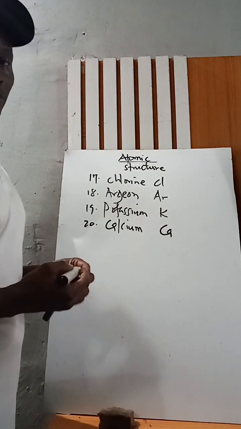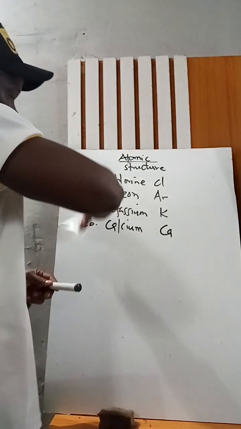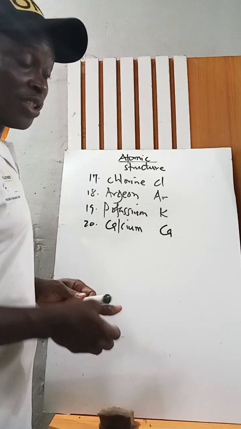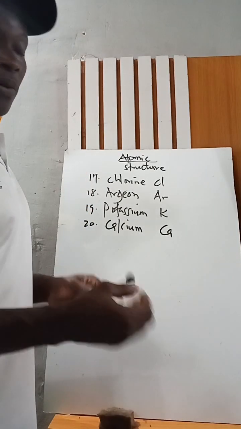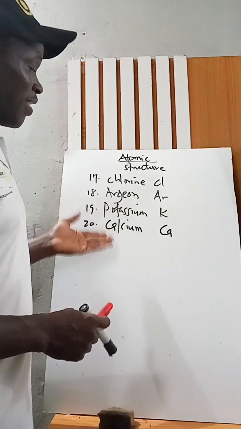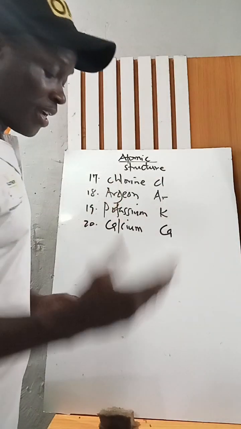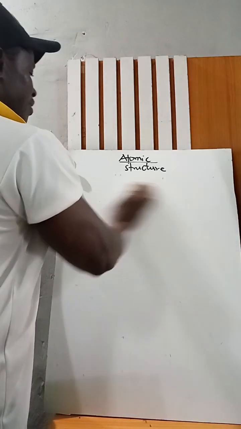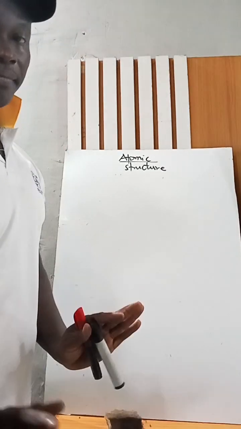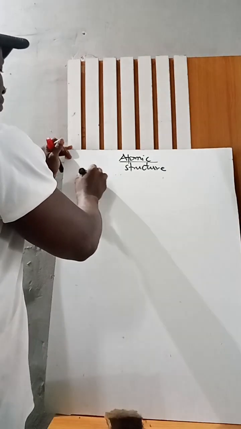Now, remember I told you that all these numbers are called atomic number. Why do we refer to them as atomic number? You get to know that as the class proceeds. So I have 1 to 20 already. Now let's go to 21.